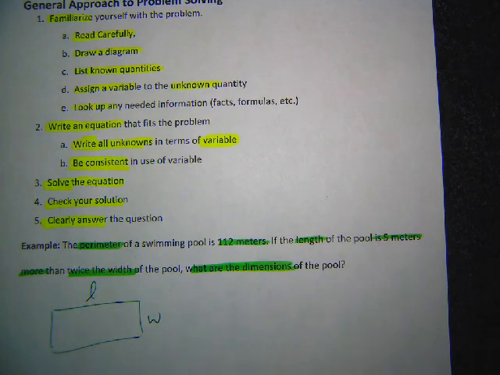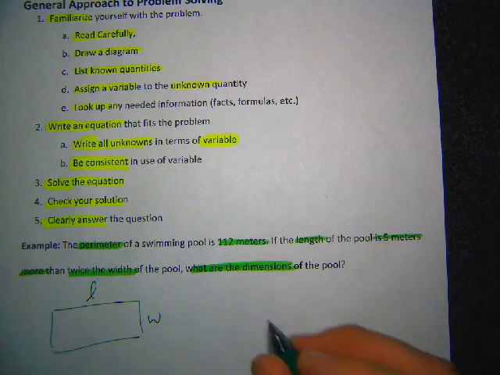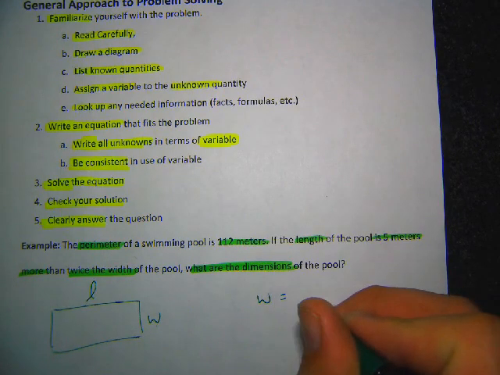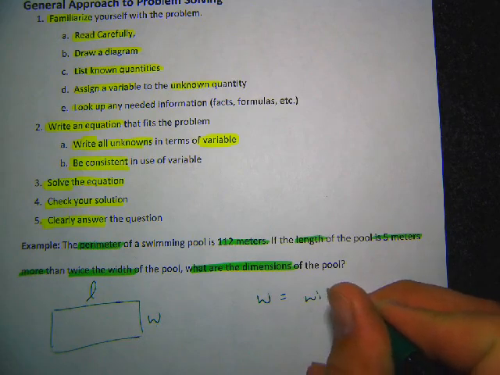Now I'm probably not going to use two different variables, right? Because again, if I use two different variables, I'm going to be stuck. So I'm going to look for one of these. Maybe I'll look for just width or just length. But let's call it W. We'll say that's the width. So the width of the pool.